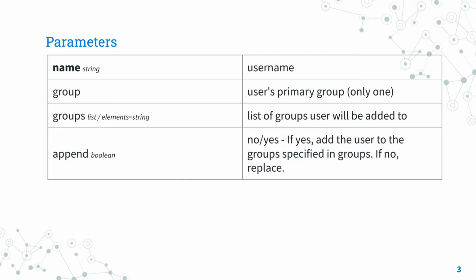The parameter append is very important. With a yes option, the user is going to be added to the specified groups. On the other hand, with a no option, all group membership is going to be overwritten with the specified groups. So to recap, if you specify the no option, you are going to lose all the previous group associations. So please be careful.